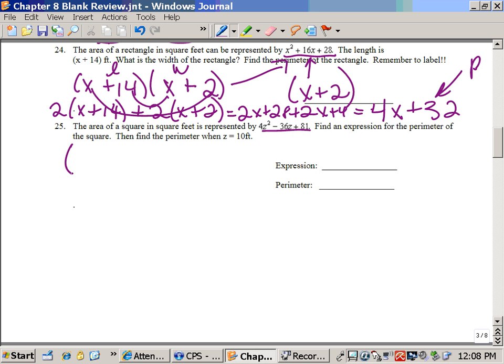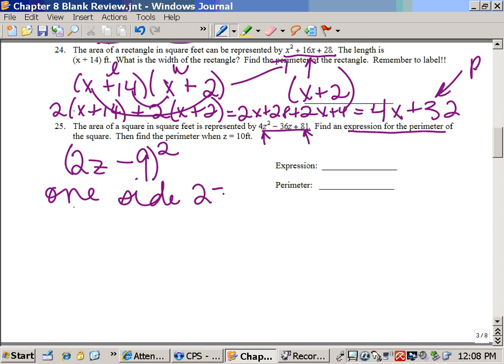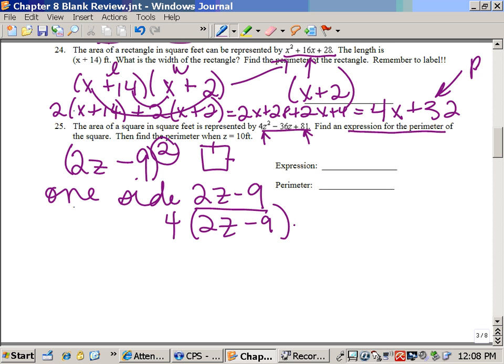So I need to take the 4z squared. I notice that 4z squared and 81 are perfect squares, so I'll be able to fill in 2z minus 9 by taking the square root of those. It's a perfect square trinomial, so there'll be a square on the outside. I have to find the expression for the perimeter, but first I need to know what one side is. One side would be 2z minus 9. If you square that to get a square, then that means one of the sides is 2z minus 9. For the perimeter then, I need to multiply everything by 4. That gives me 8z minus 36.